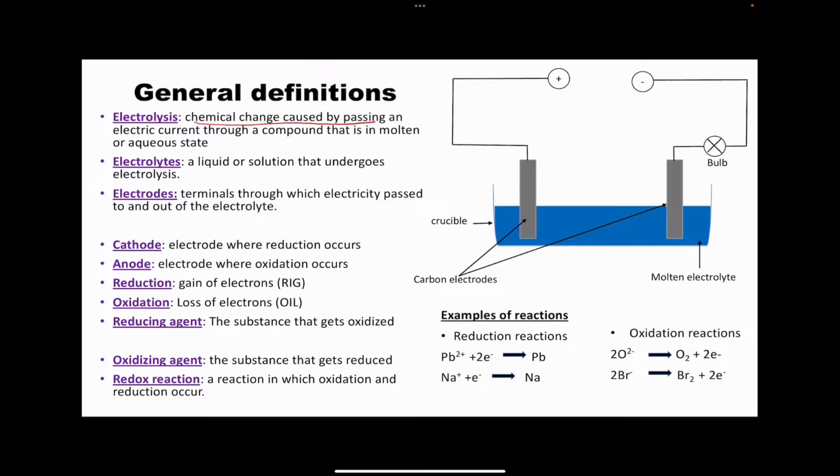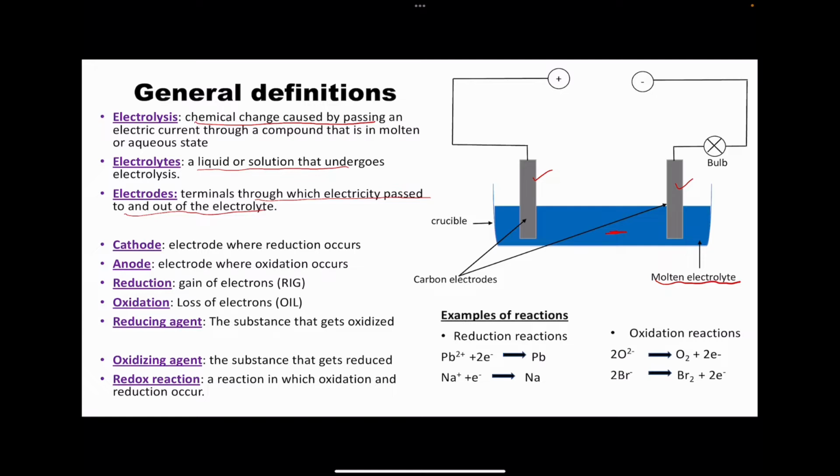So this is what we call an electrolyte. Electrolytes are liquids or solutions that undergo electrolysis. So this one here is the electrolyte. You can see this one here, the molten electrolyte. And this one, as well as that one, are the electrodes. So electrodes are terminals through which electricity is passed to and out of the electrolyte. So basically, the electrons flow through the electrodes.